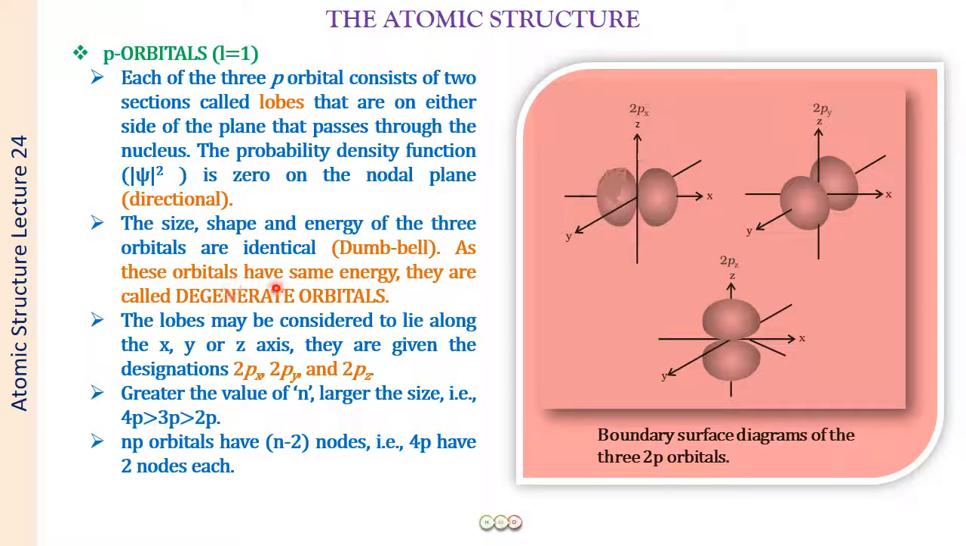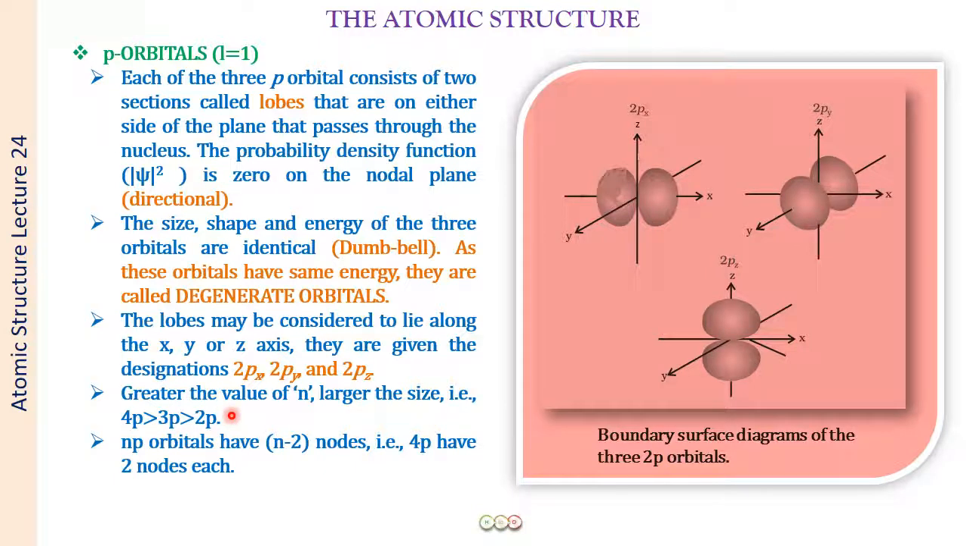And when orbitals have the same energy, they are called degenerate orbitals. So remember this term: what are degenerate orbitals? These are the orbitals which have the same energy. The lobes, you can see, are lying along the x, y, z axes. So for the 2p, we have the designation 2px, 2py and 2pz. And the greater the value of n, just like the s orbitals, the larger the size of the p orbitals as well. 4p will be greater than 3p, which will be greater than 2p.